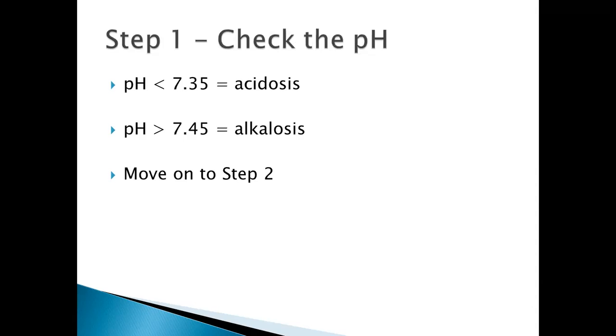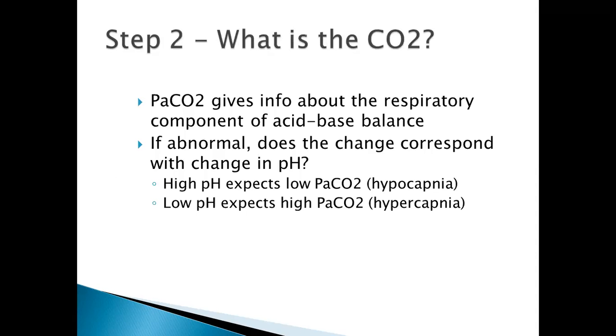Check the pH. So pH less than 7.35 is acidosis, more than 7.45 is alkalosis. Next step, what is the CO2 level. So PaCO2 gives information about the respiratory component of the acid-base balance. If abnormal, what does the change correspond to with the change in pH? So if the pH is high, we are expecting low PaCO2. If the pH is low, we are expecting high PaCO2.